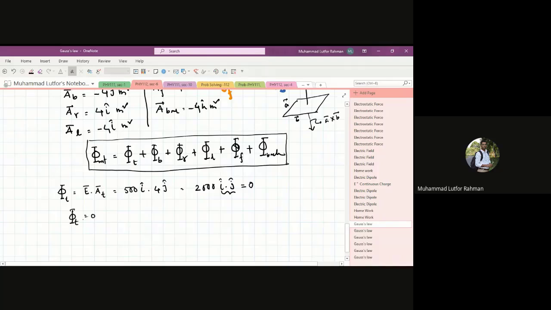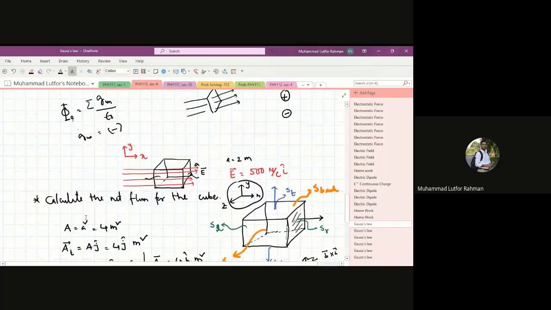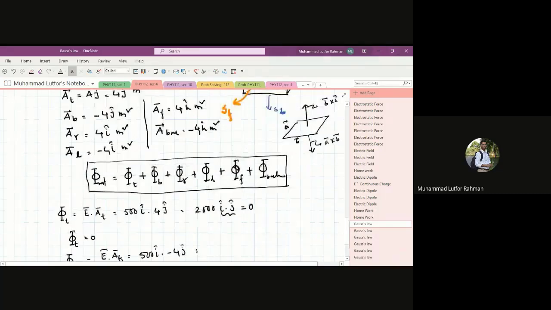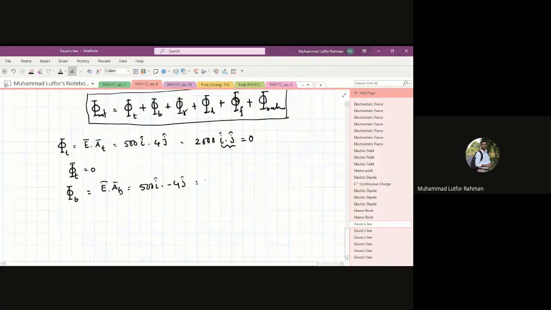I said that the flux for this top surface must be 0 because the electric field lines do not penetrate it. Similarly, I can find the bottom surface. You should do that, otherwise you will be in a difficult position. This is a very interesting thing. For the bottom surface, I'll write E dot A bottom, where E is 500 I hat dot the bottom surface, which is minus 4 J hat. Again, it's minus 2000 I dot J, which is going to be 0.